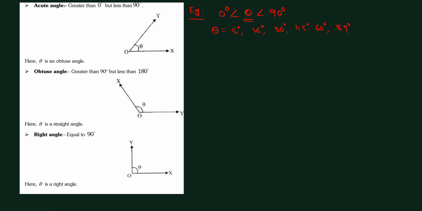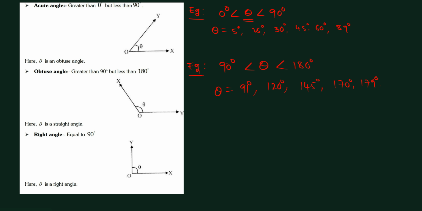An obtuse angle means greater than 90 and less than 180. The angles which lie between 90 degrees and 180 degrees, with a value more than 90 and less than 180. For example, obtuse angles start from 91 and go through 120 degrees, 145 degrees, 170 degrees, 179 degrees. Take anything in between. These are examples for obtuse angles.